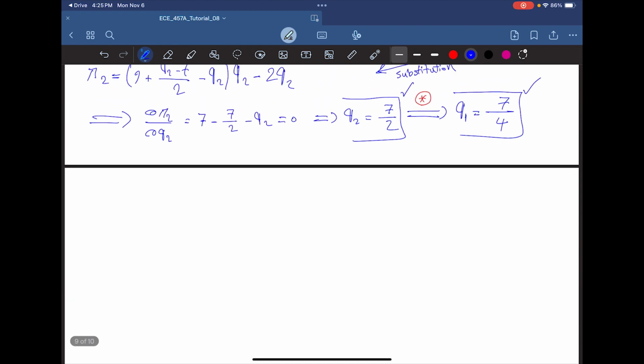All right, so note that Q, the total output, is Q1 plus Q2, and here it's equal to 7/4 plus 7/2, which equals 21/4. Now, a good point here.